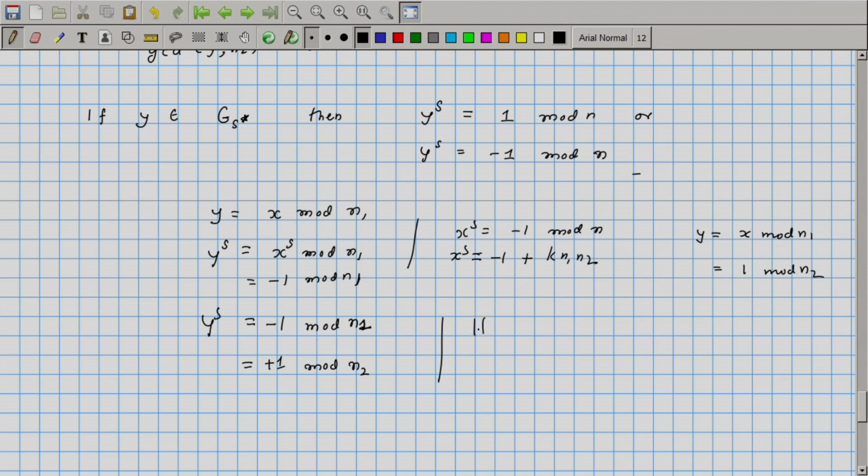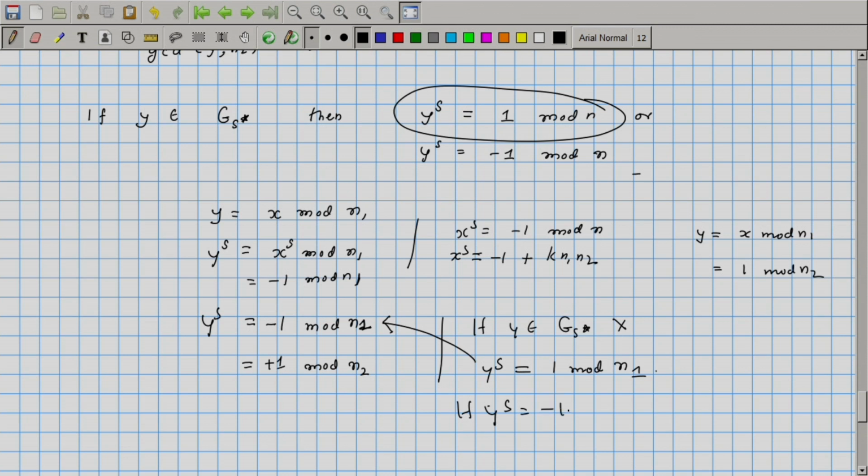Okay. So, let us say if y belongs to GS star and if this condition is true, y raised to s is equal to 1 mod n, then we can conclude that y raised to s is equal to 1 mod n1 as well, but that will directly contradict with this. So, this is not possible. If y belongs to GS and y raised to s is equal to minus 1 mod n, then we can say that y raised to s is equal to minus 1 mod n2 and that will contradict with this condition. Okay. So, in either case we get a contradiction.